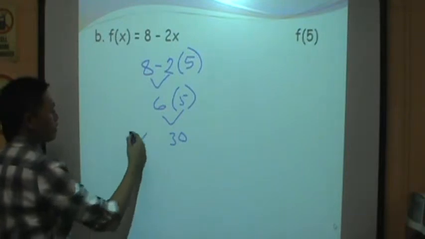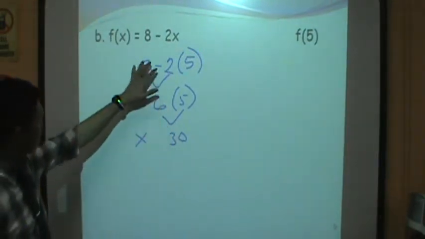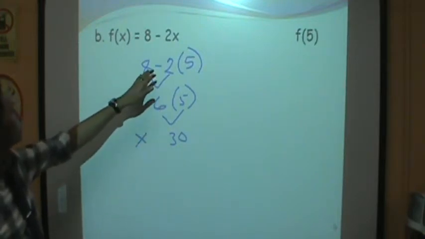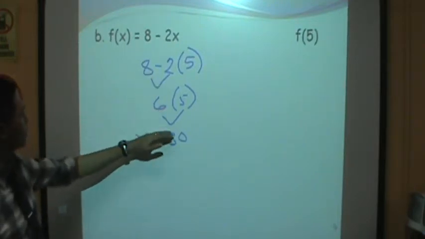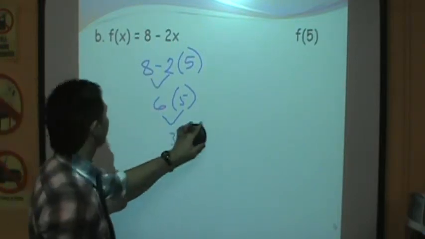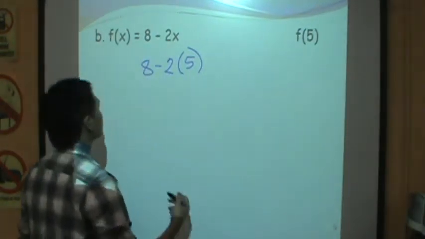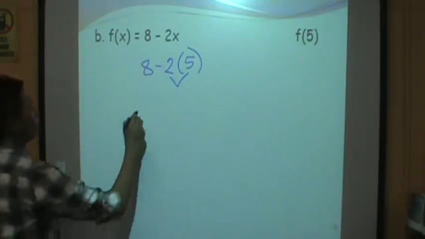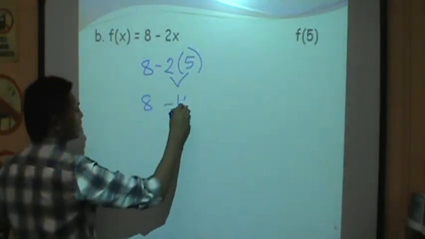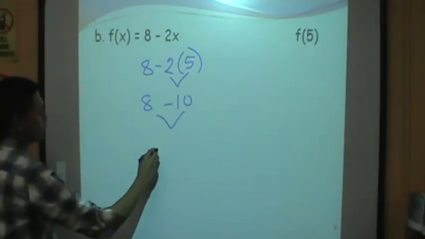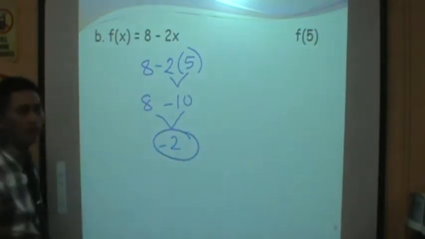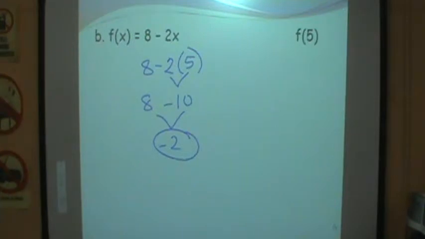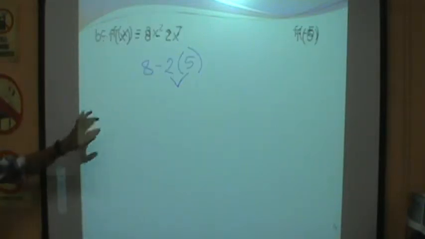Yes, this is wrong. Here the problem is that if you apply the PEMDAS, or even if you use our calculator, it's not going to give you 30. If you use your PEMDAS, you have to multiply first. So 8 minus 10, and now you have 8 minus 10 is negative 2. See, even if you use our calculator, it's going to give you negative 2. So make sure you know how to apply your PEMDAS.